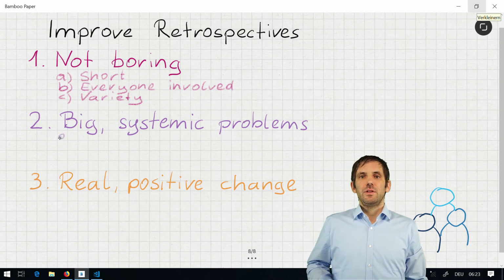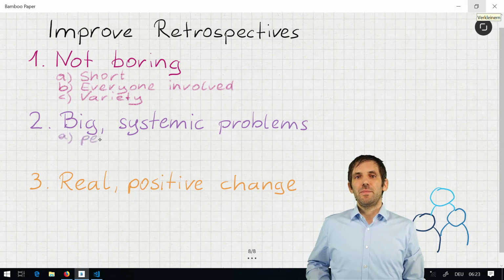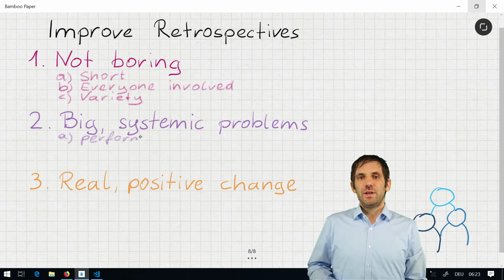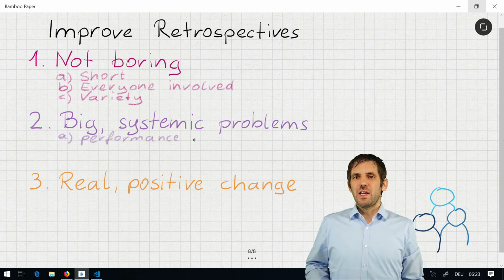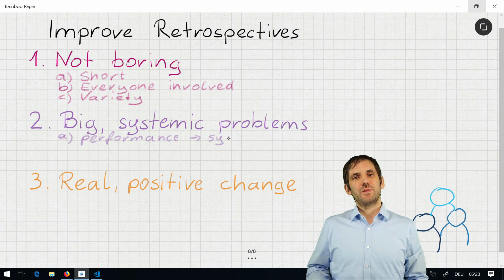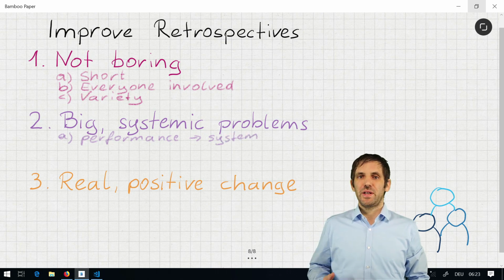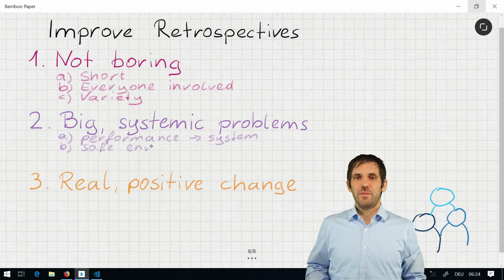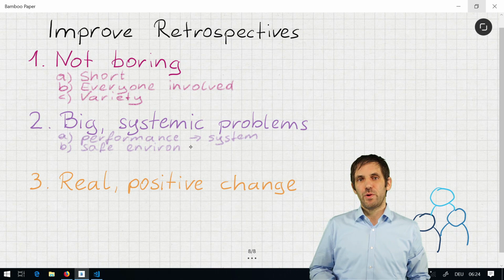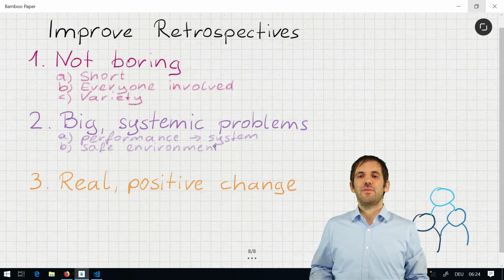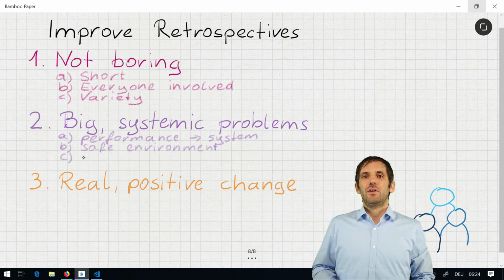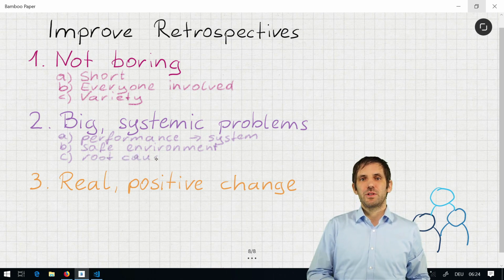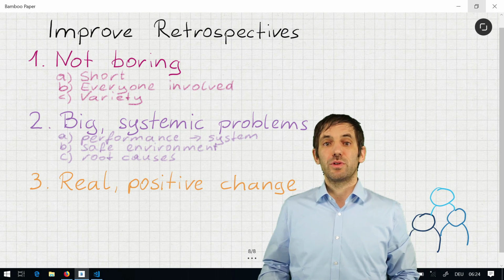So, to make sure that you tackle the big problems, remind everyone that we believe that the performance of the team is mostly determined by the system that you work in. Make sure that the retrospective happens in a safe environment, in an environment where everyone who is there can feel safe. And also do not spend time only looking for symptoms, also look for root causes.